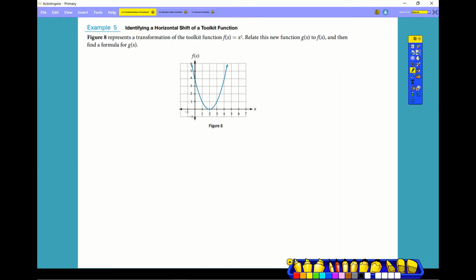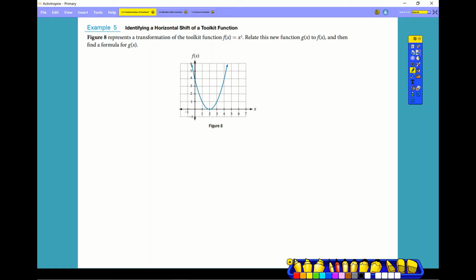So figure 8 represents a transformation of the toolkit function f of x equals x squared. Relate this new function, g of x, to f of x, and then find a formula for g of x. Oh, f of x is the transformation. So what we need to do is find how much it changed.